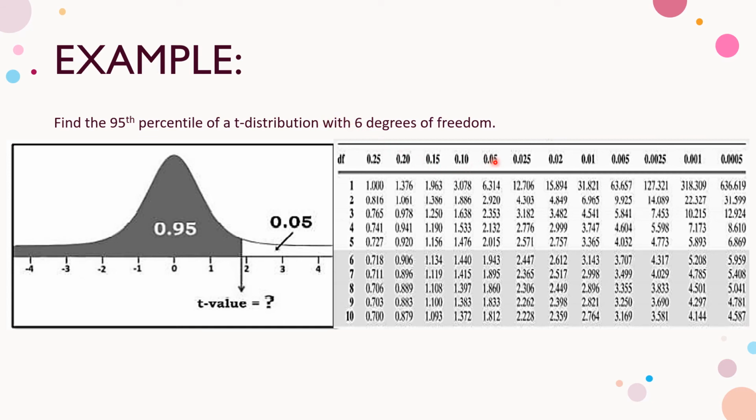So 0.05 and 6 degrees of freedom, their intersection is 1.943. And so, we can conclude here that the 95th percentile is 1.943. Next, we have another problem.